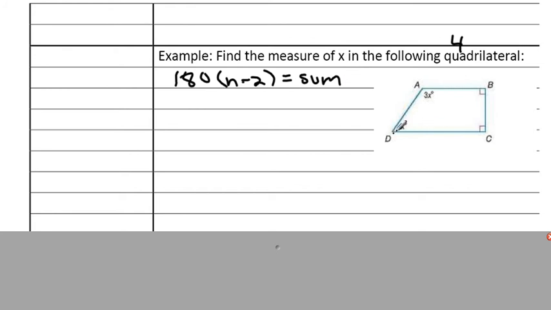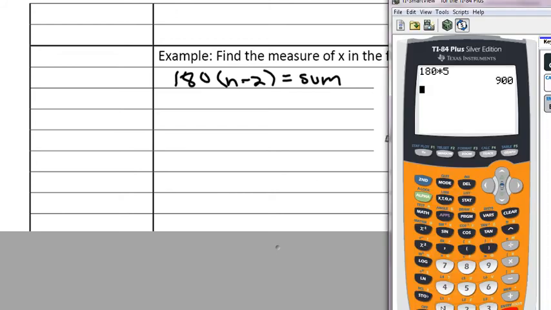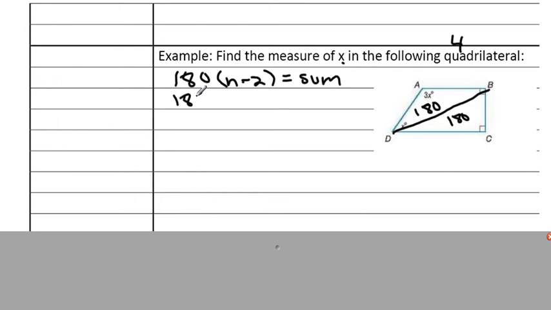Or we can just divide this into triangles. And we have one triangle, which is 180 degrees, and we have 2 triangles, which is 360 degrees. So 180 2 times is 360. And we'll get the same thing if we do 180 times n minus 2, where n is 4. So 180 times 2 is 360. So either way, we know that this polygon has 360 degrees in it.